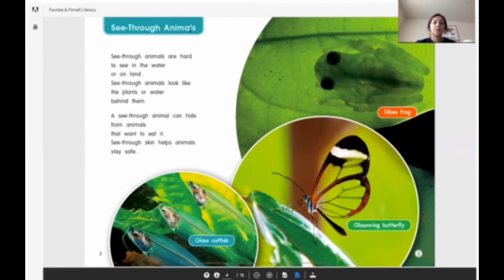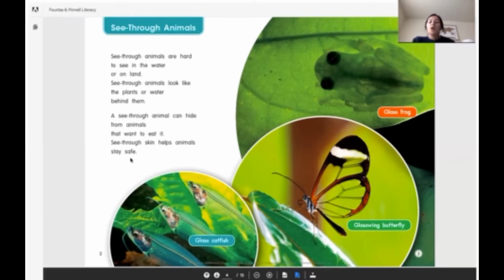See through animals. It's important we always read the title. See-through animals are hard to see in the water or on land. See-through animals look like the plants or water behind them. A see-through animal can hide from animals that want to eat it. See-through skin helps animals stay safe.